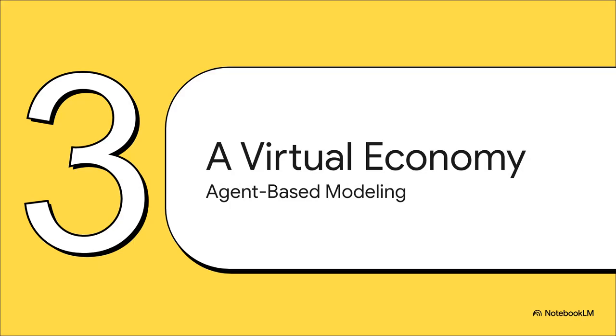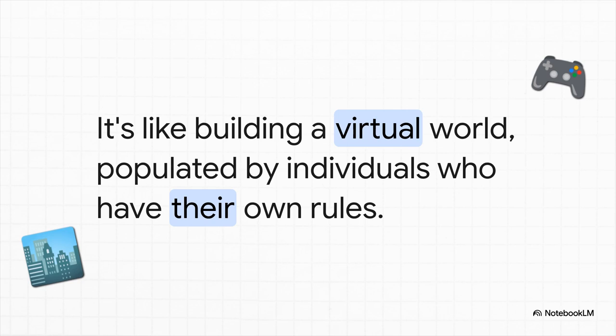Okay, so differential privacy protects the input data. That's part one. But how do we use those protected insights to actually create something useful? Well, the second piece of our puzzle is a really cool technique called agent-based modeling. The easiest way to think about this is to imagine you're building a world inside a computer.